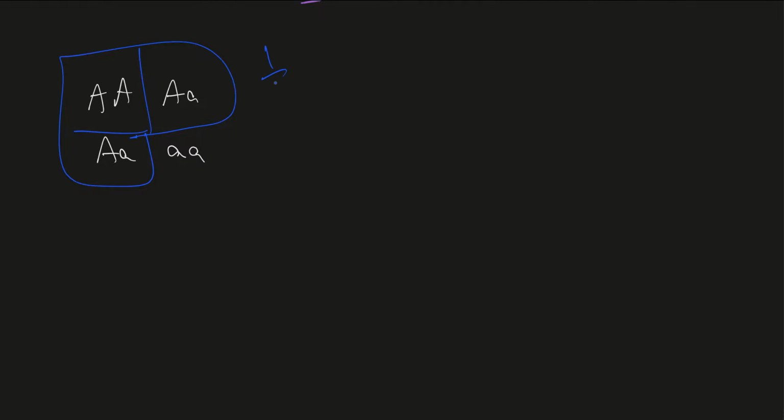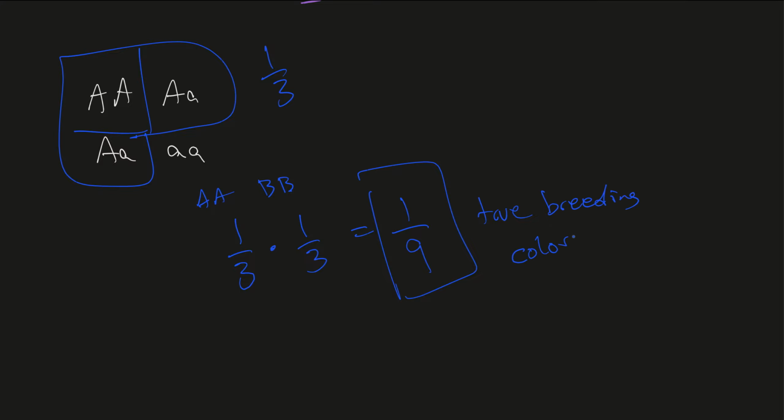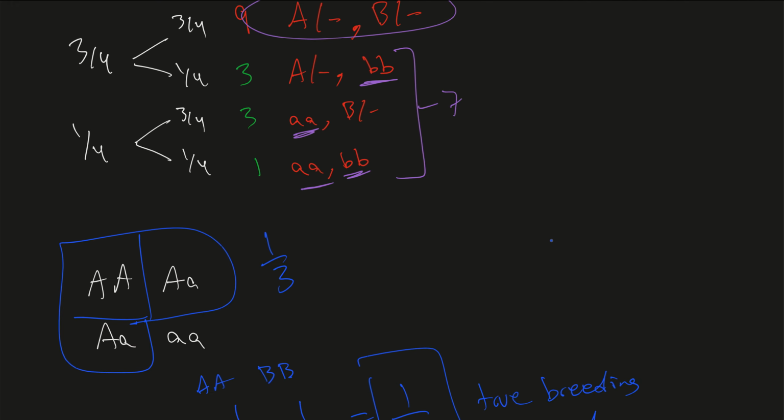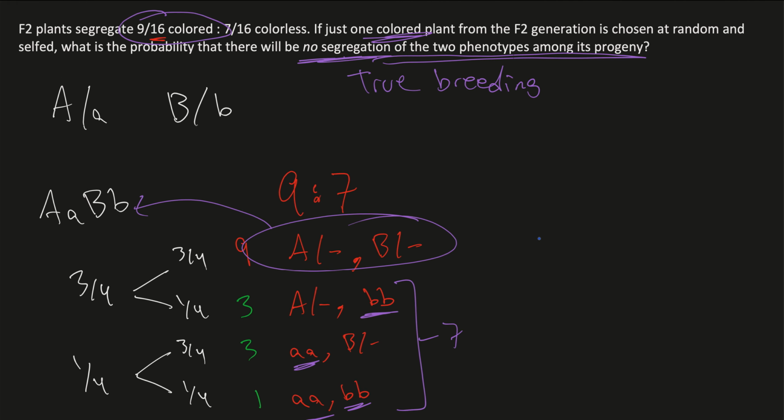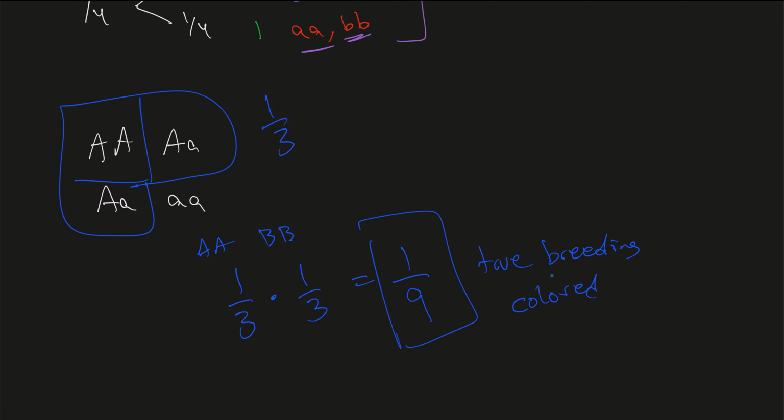Well, it was 1/3. And the same goes for the B gene, right? You had 1/3 chance of being homozygous dominant there. And so 1/3 chance of being homozygous dominant for A times a 1/3 chance of being homozygous dominant for B, that gives us a 1/9 chance total of being true breeding, right? And true breeding for what phenotype? For being colored. And so that answers the question of what proportion of our F2 generation will have no segregation among its progeny.